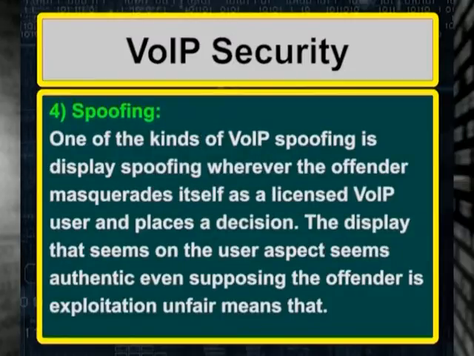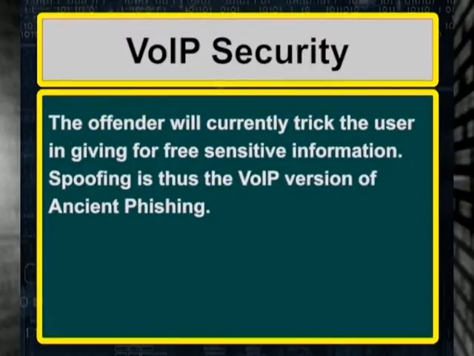Spoofing. One of the kinds of VoIP spoofing is display spoofing, wherever the offender masquerades itself as a licensed VoIP user and places a call. The display that appears on the user side seems authentic, even though the offender is using unfair means, so the offender can now trick the user into giving away sensitive information. Spoofing is thus the VoIP version of traditional phishing.